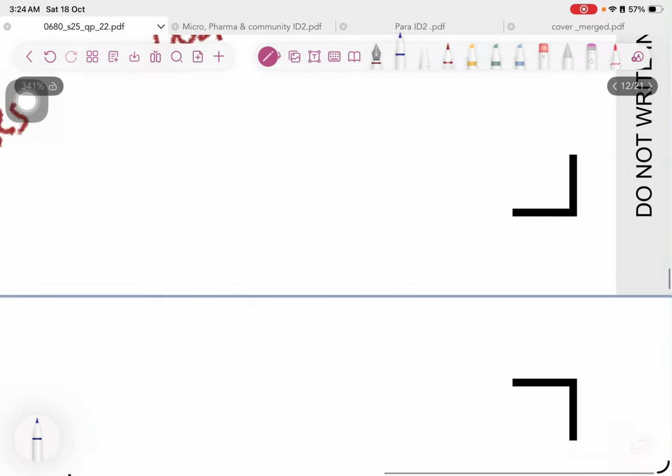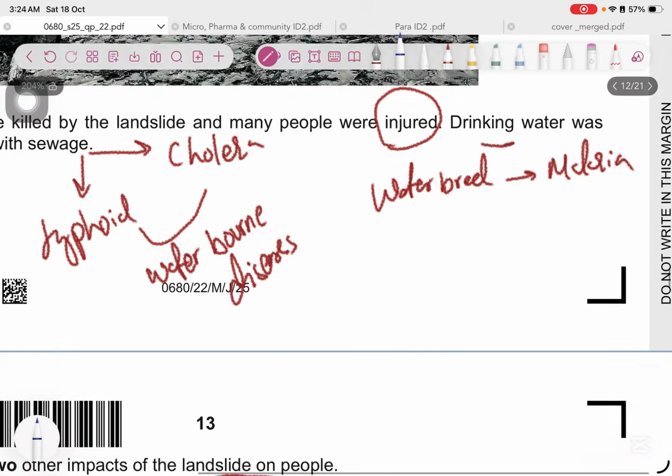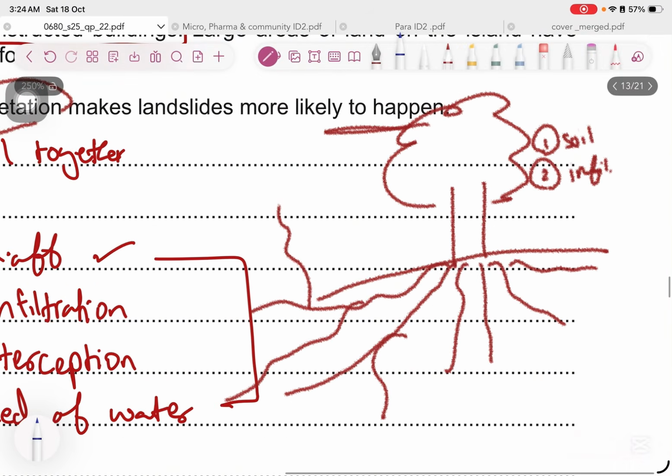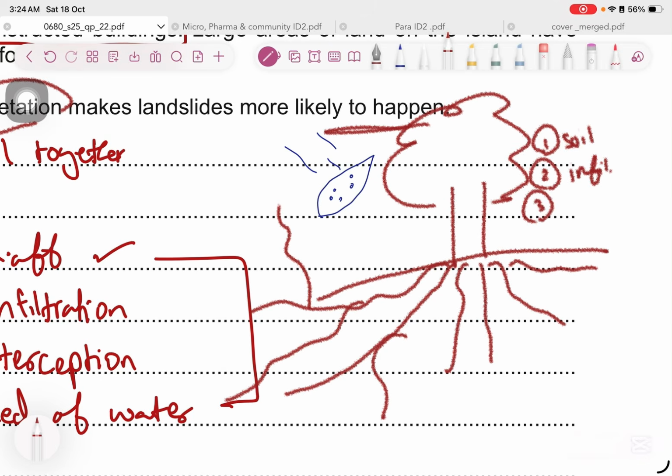Another one is the interception. When the leaf intercepts the water, okay? So the water doesn't reach the soil fast, so no landslide will happen. Interception. Okay?